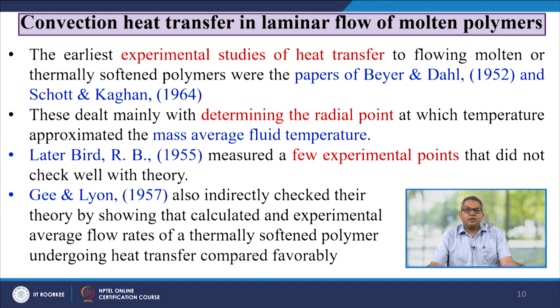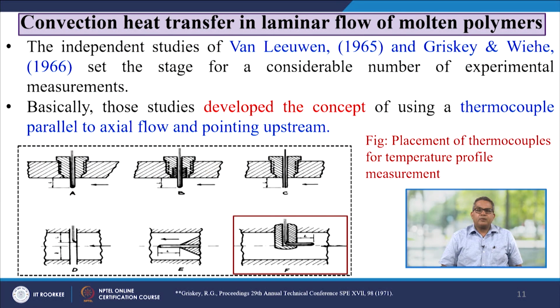The earliest experimental studies of heat transfer to flowing molten or thermally softened polymers are the papers of Bauer and Dahl in 1952 and Scott and Kagan in 1964. These dealt mainly with determining the radial point at which the temperature approximated the mass average fluid temperature. Bird in 1955 measured a few experimental points that did not check well with the theory. Thereafter, some co-workers also indirectly checked their theory by showing that the calculated and experimental average flow rates of thermally softened polymer undergoing heat transfer compared favorably.